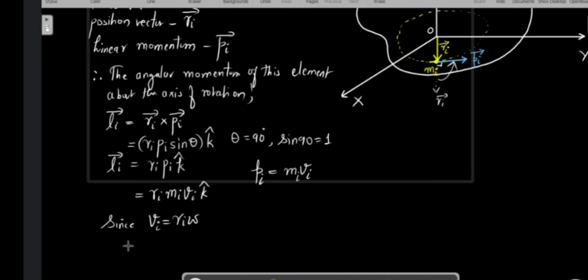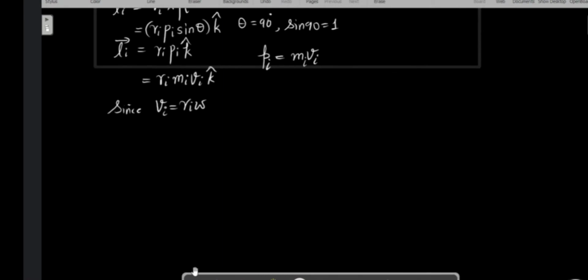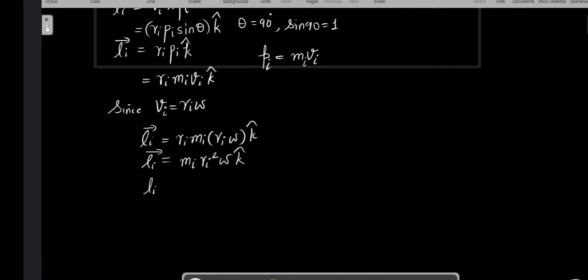Okay, so let's put it over here. So what we will get? We will get Li is equal to Ri into Mi into Ri into omega into k cap. So Mi into Ri will be Ri square into omega into k cap, which is going to be Li. Now see, what is going to be Mi Ri square? This is the quantity we have already defined, that is moment of inertia.